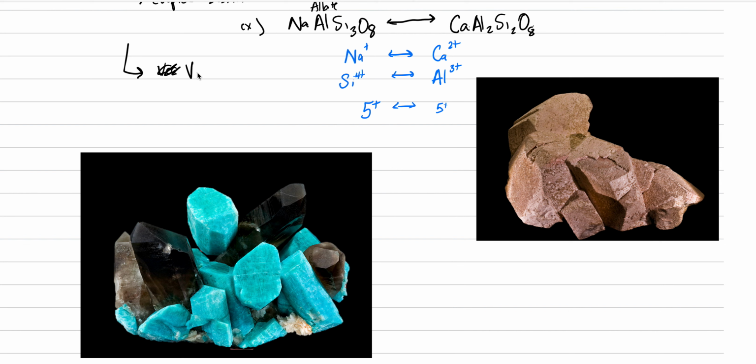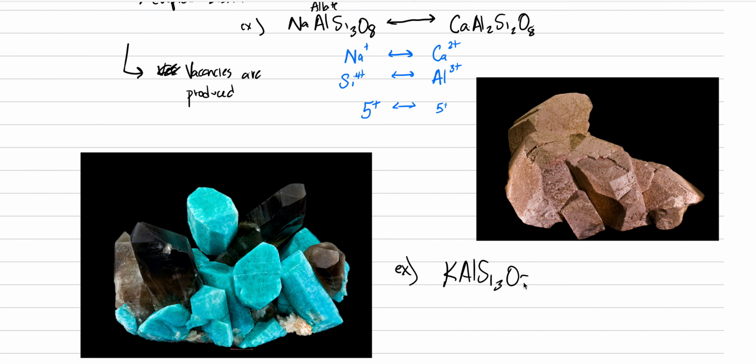Vacancies are produced. My notes are getting a little messy here. So here's going to be our example. We have microcline, which is KAlSi. Sorry, my computer's glitching out on me a little bit. I'll start over.